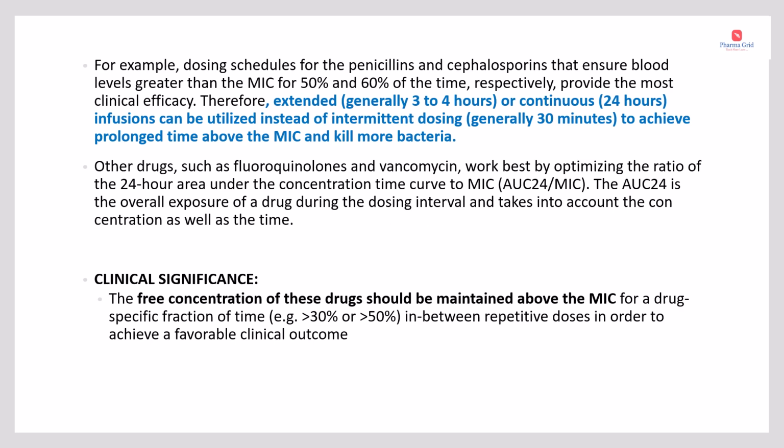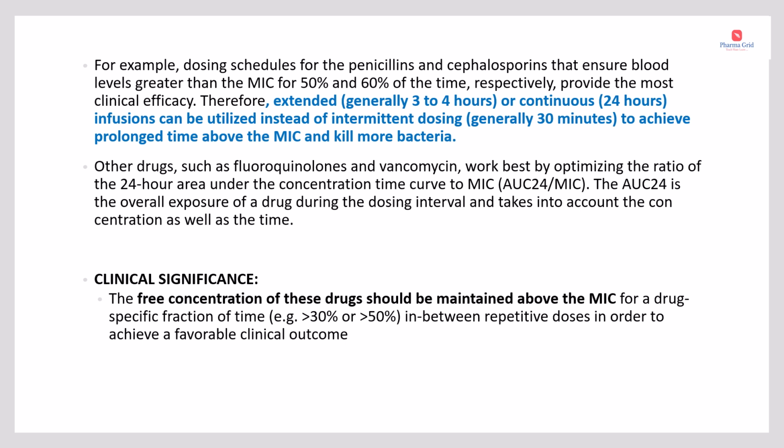In case of time dependent killing, in order to maintain the drug concentration above the minimum inhibitory concentration, the drug should be given at frequent time intervals. For example, dosing schedules for penicillins and cephalosporins. Penicillins and cephalosporins are beta-lactam antibiotics. Blood levels greater than the MIC for 50% and 60% of the time respectively provide the most clinical efficacy. Therefore, extended infusion, generally 3 to 4 hours, or continuous infusion, meaning a 24-hour infusion, can be utilized instead of intermittent dosing, that is generally 30 minutes, to achieve prolonged time above the MIC and kill more bacteria.